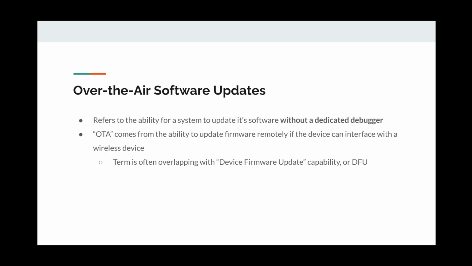But in offhand terminology, people will also just say OTA to refer to updating your device without the debugger, updating a device using a bootloader, etc. I just want to highlight that OTA, over the air, and device firmware update, DFU, usually mean the same thing in this context. It's just that one means it's over the air, i.e. you don't have to plug a cable into it. Sound good? Cool.